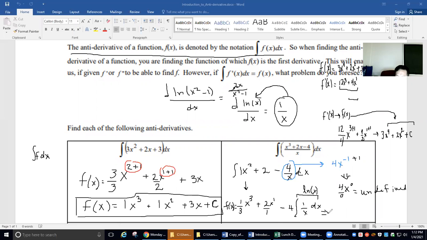So clearly, what we have is this function rewritten as 1/3 x to the 3rd power plus 2x minus 4 times the natural log of x. Sorry, it's a little crappy there. Then I'm going to write plus c because we don't know, but there might be a constant that existed before. And that's my answer.